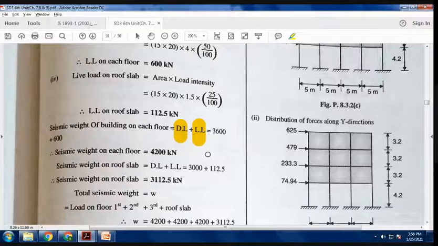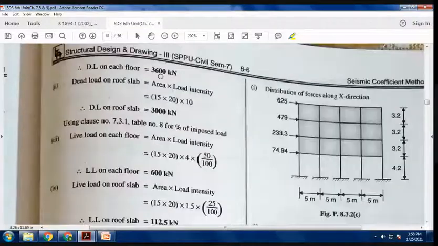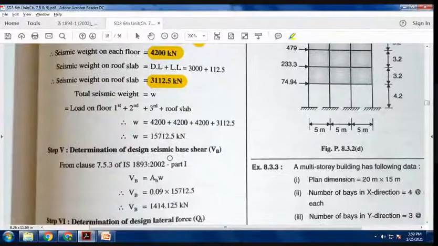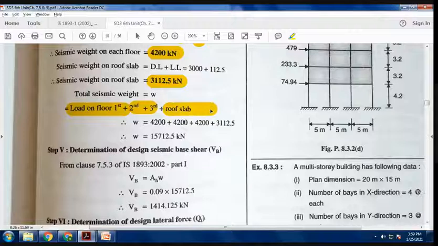Then seismic weight of building on each floor, that is dead load plus live load. So on each floor we will add dead load plus live load. On each floor it is 4200 kilonewton, and seismic weight on roof slab it is 3112.5 kilonewton. So load on first floor, second floor, third floor, and roof slab. Add these things, and roof slab will obviously be lesser.